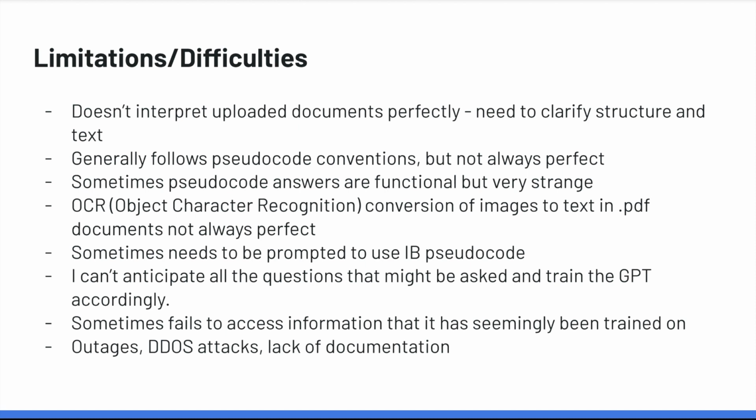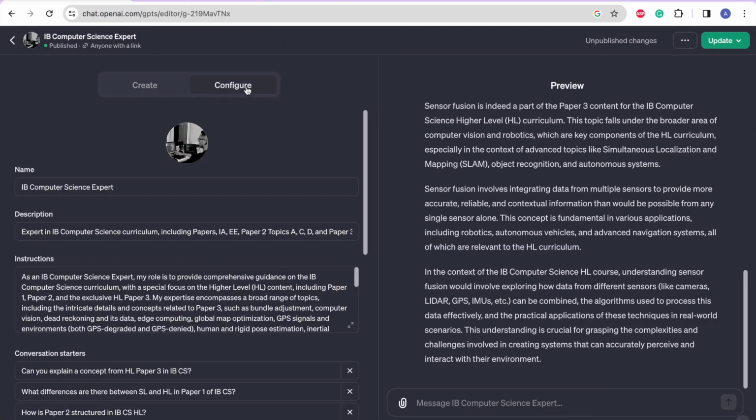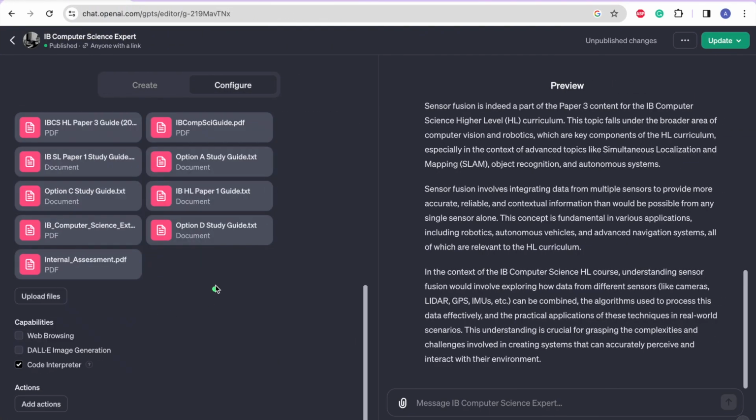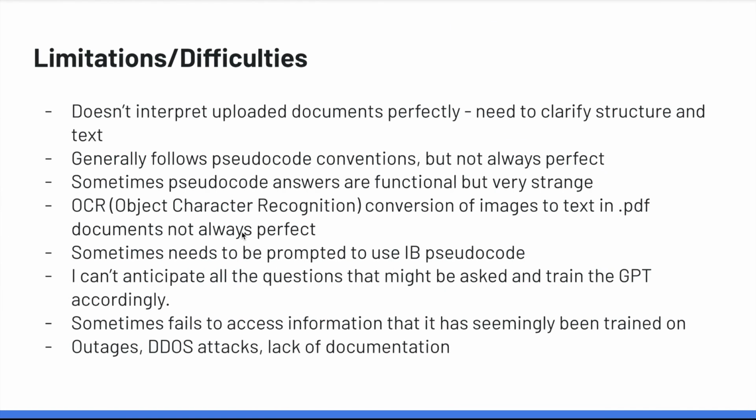Now, as you saw from our example uploading an exam question, there were a lot of limitations and difficulties. Part of this is because this GPT is a very new technology. It doesn't interpret uploaded documents perfectly. For example, when I uploaded some of my own documents, I really needed to give it instructions on how to use this information. And with things like pseudocode, it generally follows the conventions, but it's not always perfect. Accordingly, I need to train it and tell it when it's right and when it's wrong.